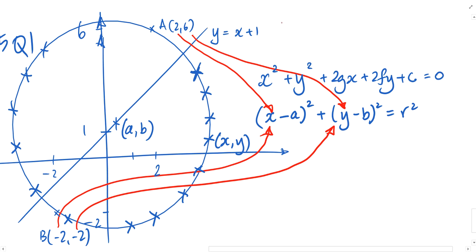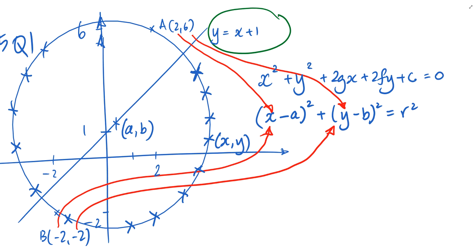No, you haven't used this equation yet. How do we use it? What is so special about this diagonal line? It intersects at 1, so what? What did the question say? The center is lying on the line. What do we say is the center of the circle?